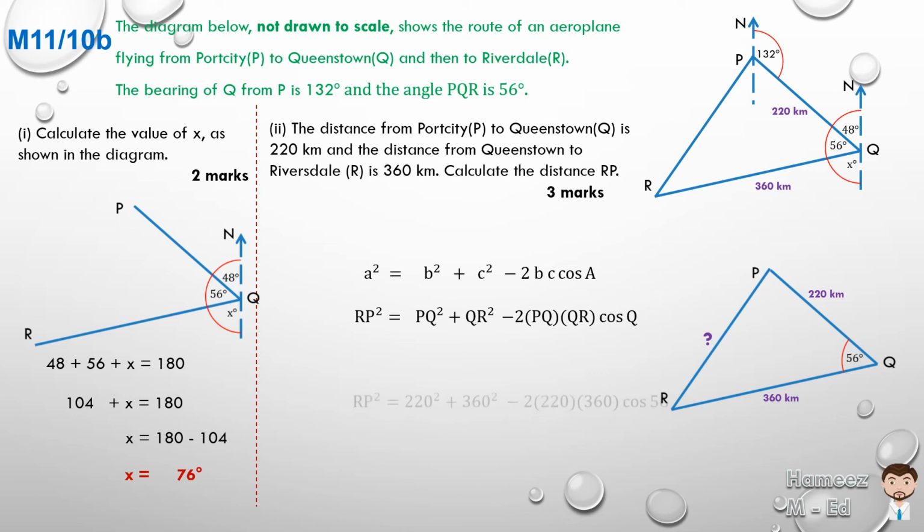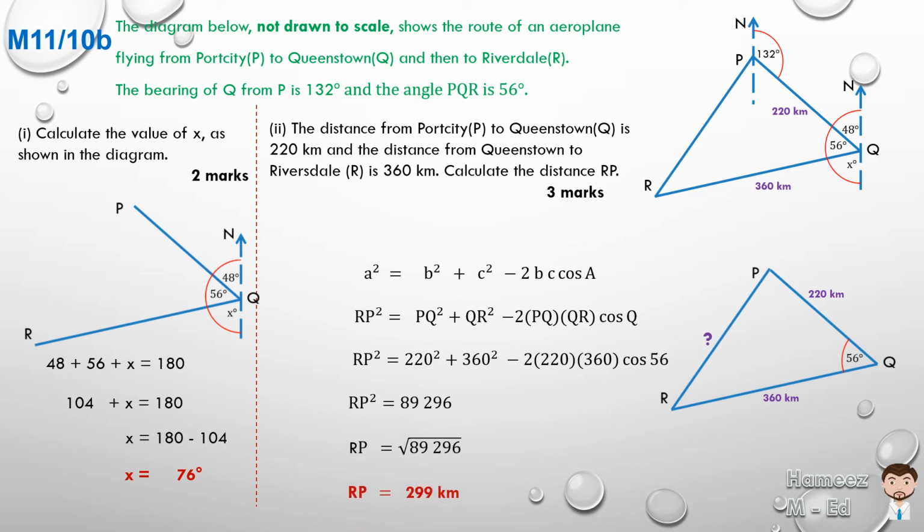And if we substitute the values, 220 squared plus 360 squared minus 2 times 220 times 360 times cos 56. RP squared is equal to 89,296 according to our calculators. And if you want RP, then we get the square root of that, which is 299 kilometers.